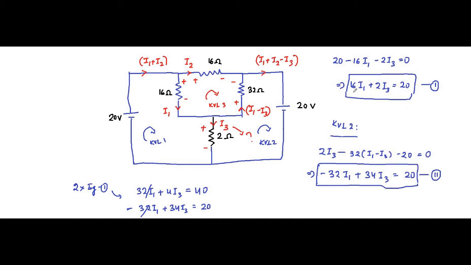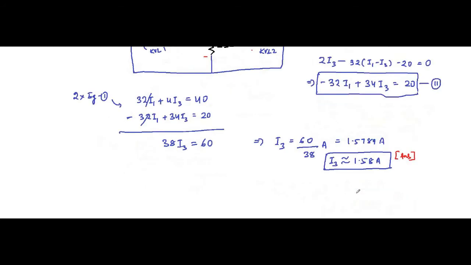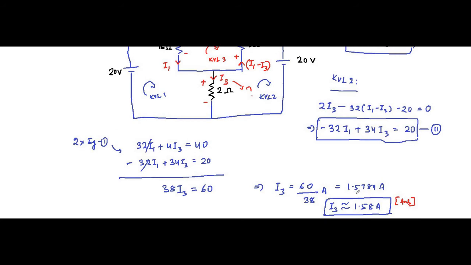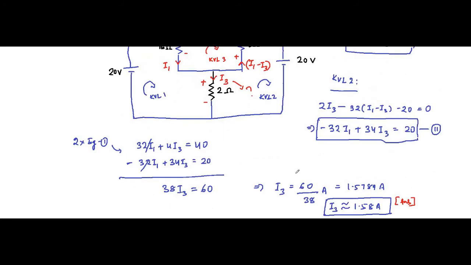The next objective was to cancel i1 to bring the equation in terms of i3. We did that. We got the equation in terms of i3 and we got the result. So this is how you can tackle the problem in a systematic way, so that you can reduce the number of equations, save a lot of time, save a lot of hassle, and get the result quickly.